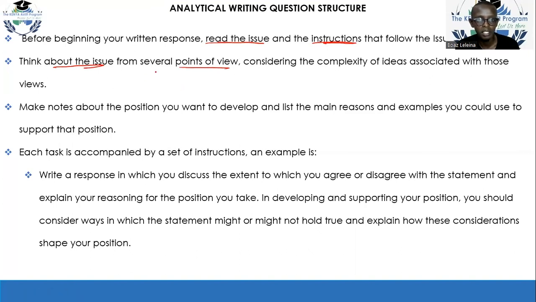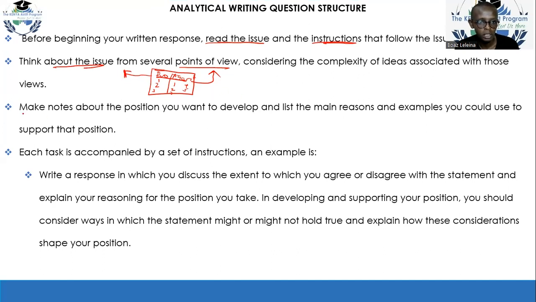What I usually recommend is to have a place where you can write. You're provided with scratch paper. Make a table there, with pro if you support that issue, or against. List out your points, and whichever you feel you have more points for, go with that. Whichever position you pick, make sure you have enough examples to support your position.